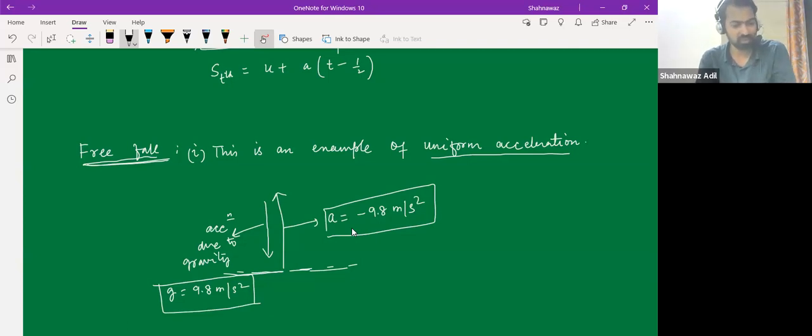Whenever there is a retardation, the body will stop. We have some examples of retardation. Let's say you apply some brake on a vehicle. The vehicle is moving and then you apply the brake. So the acceleration is positive or negative?